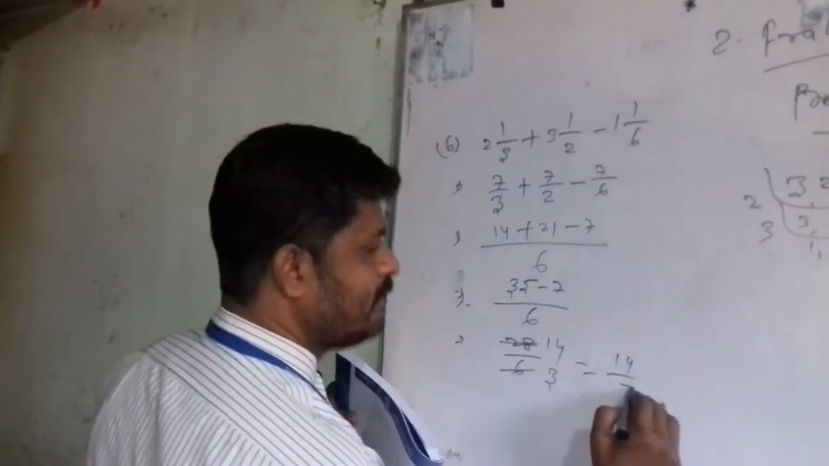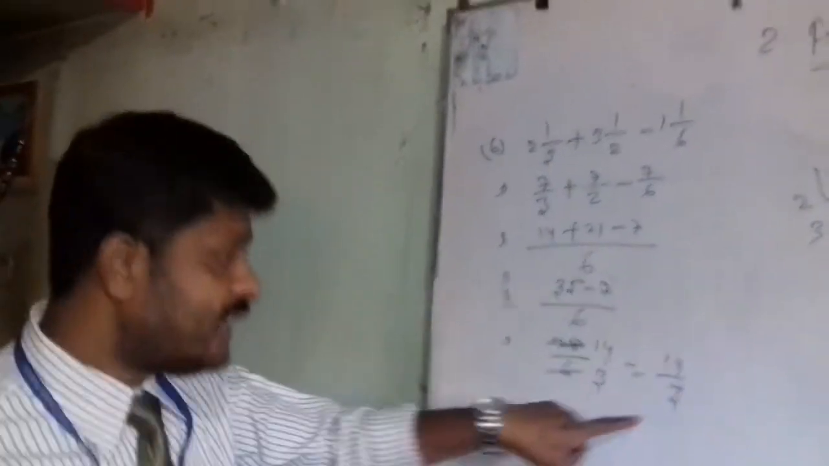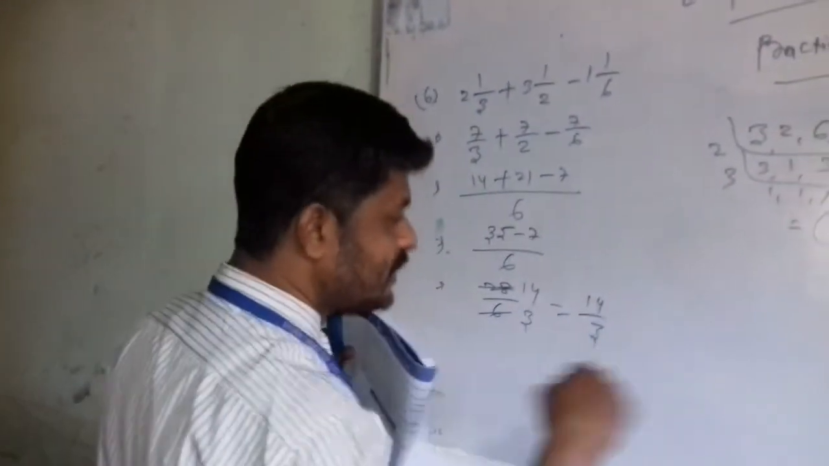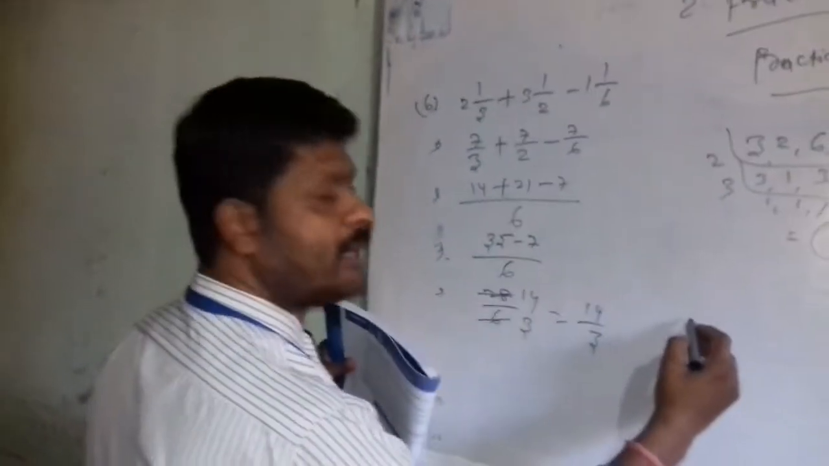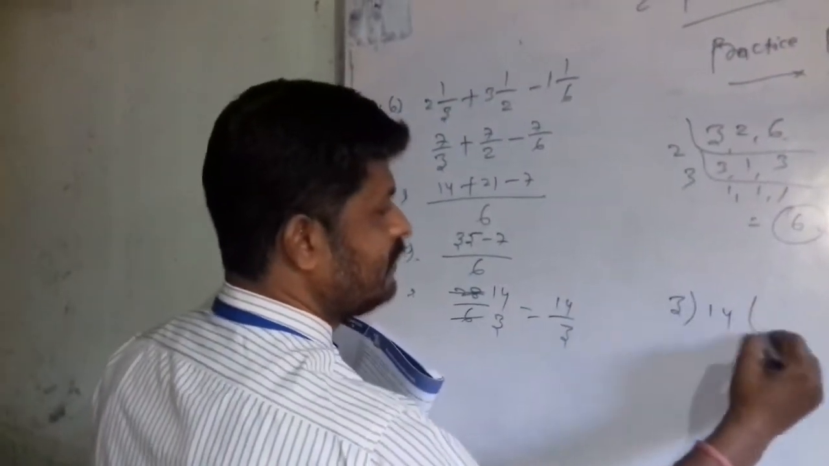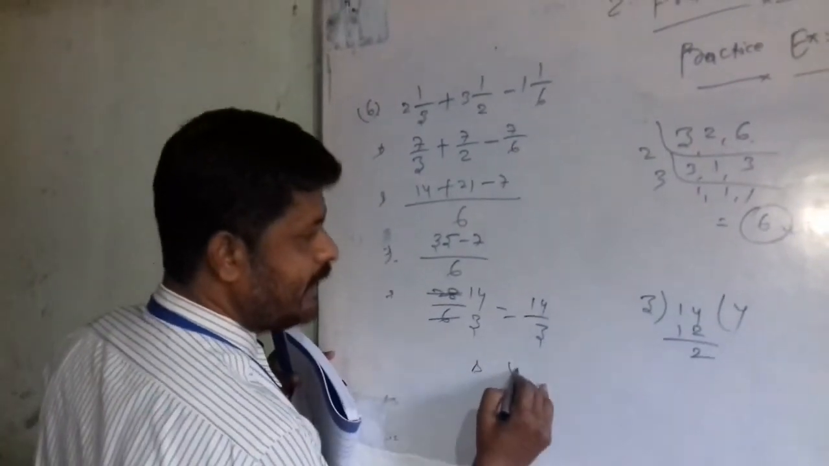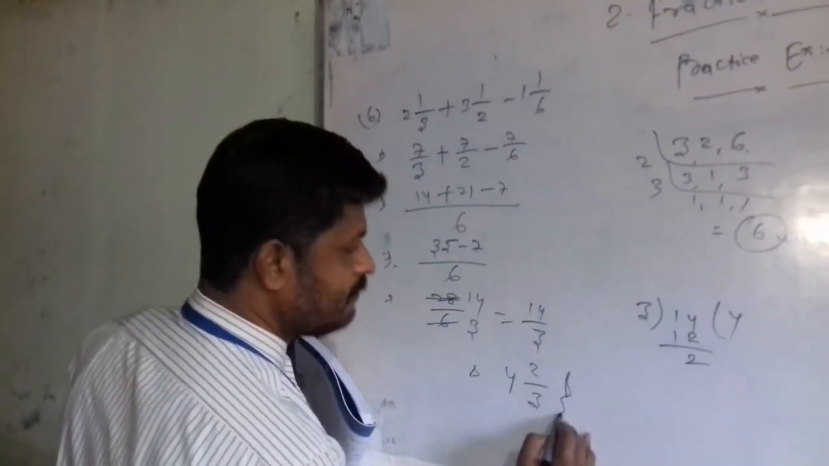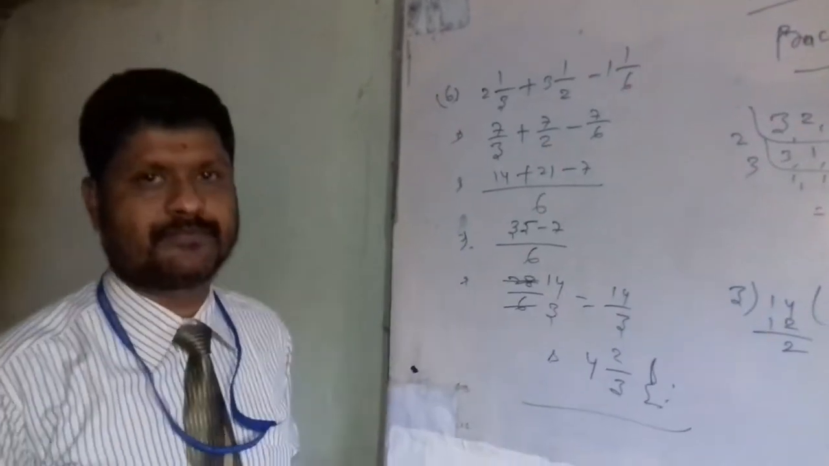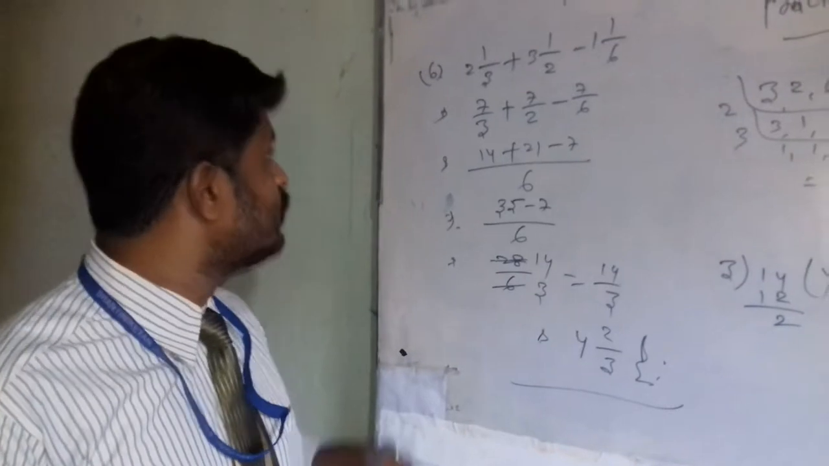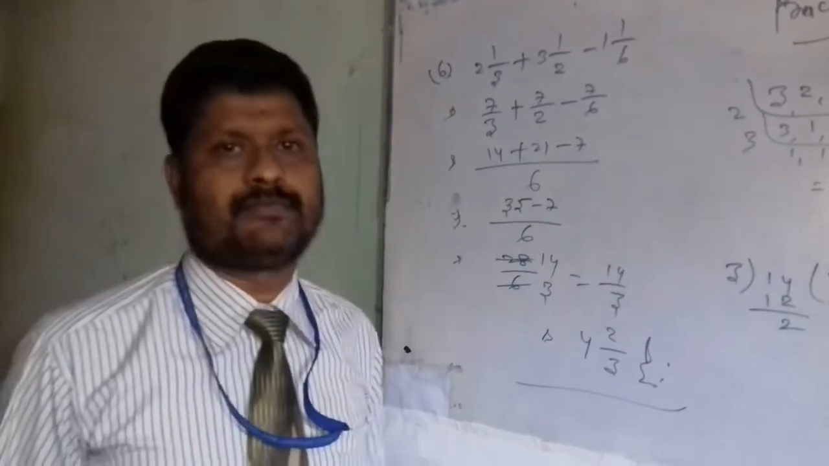Now 14 by 3, and 3 is less than 14, so we have to change it into a mixed fraction. 3 divided into 14 gives 4, remainder 2. Then our answer will be 4 whole 2 by 3, and this is your answer. You have to solve question number 6 like this.